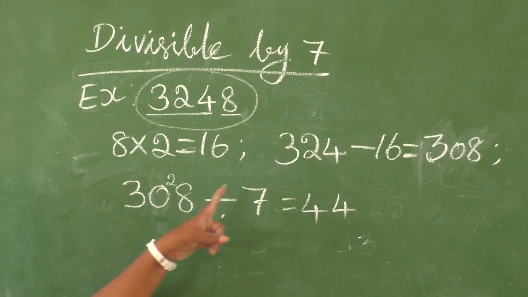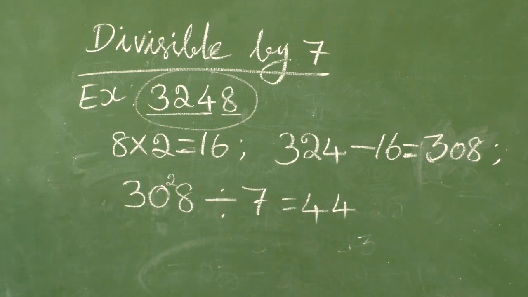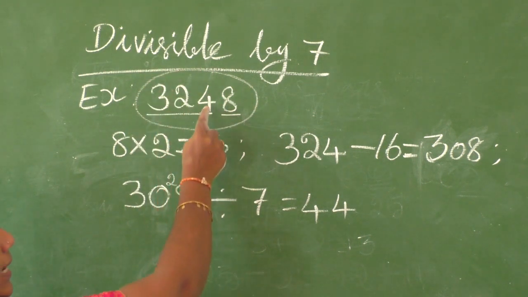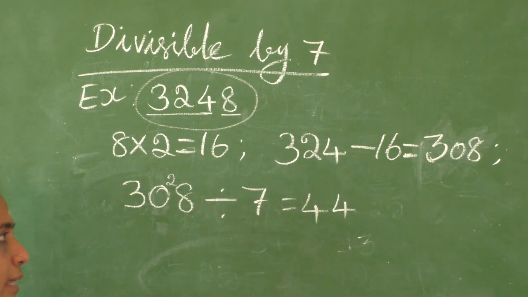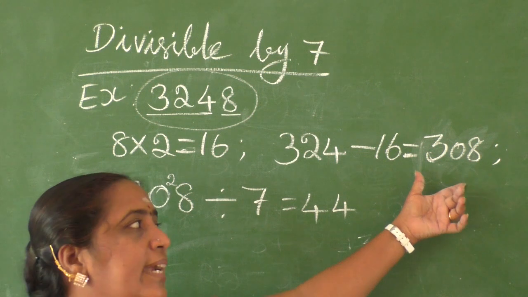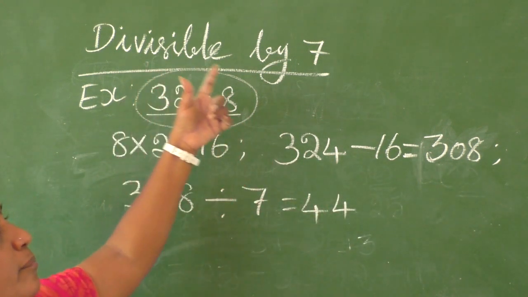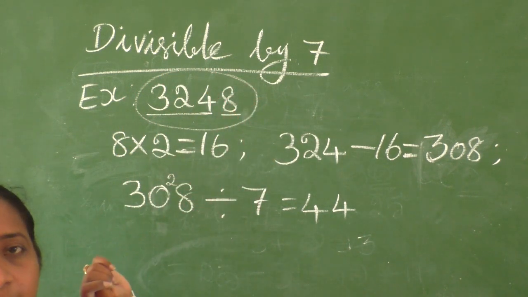Okay, once again I repeat the rule of 7 because it can be a little bit confusing. First I take the ones place number only, then I double that ones place number. Then I find the difference between the remaining number and the double of the ones place number, then I will get one answer. If that answer is divisible by 7, this whole number will be divisible by 7. This is the divisibility rule of 7.